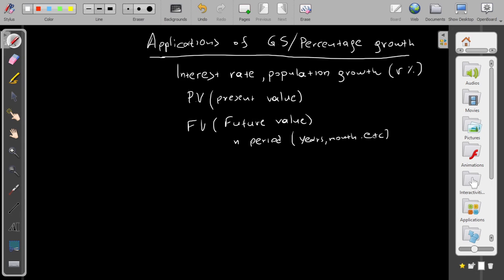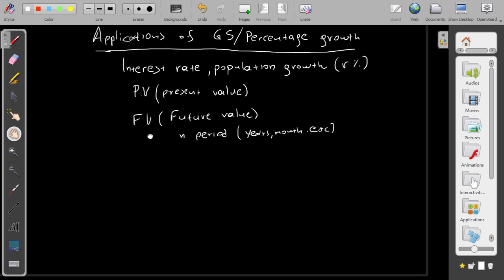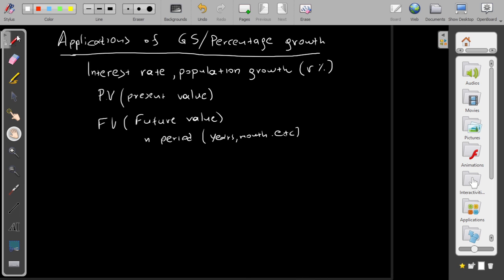Hello, this is Maths with Lemon, and in this topic we will see applications of the geometrical sequences, and especially the percentage growth of different quantities. Let's see some basic things. Now, applications are concerning mostly interest rates, population growth, and similar things, where usually it's being given by a percentage r.